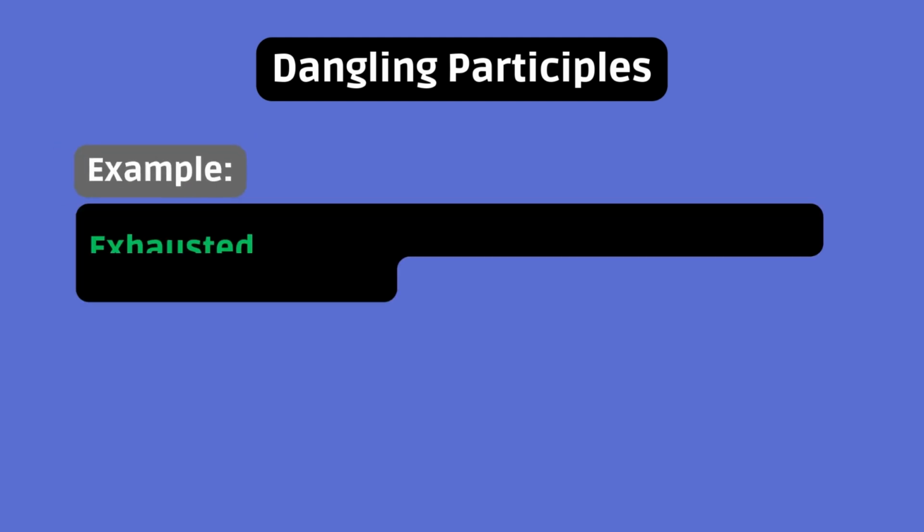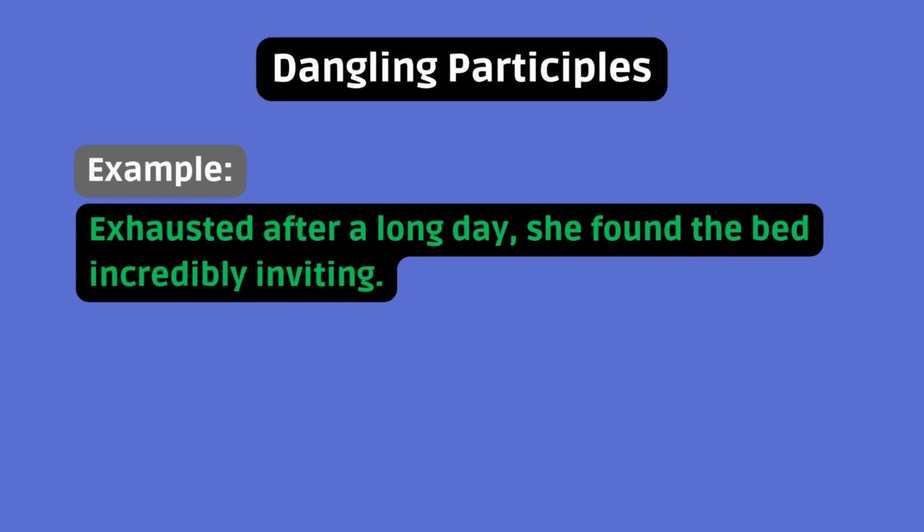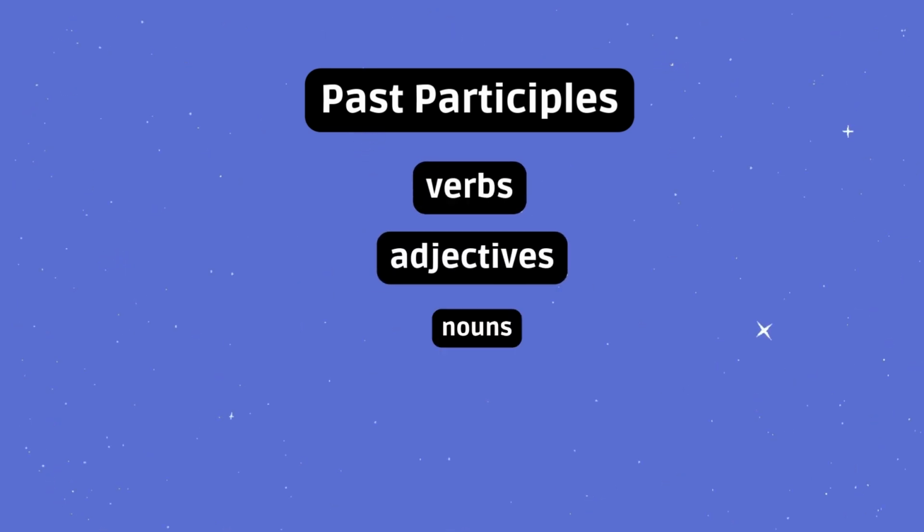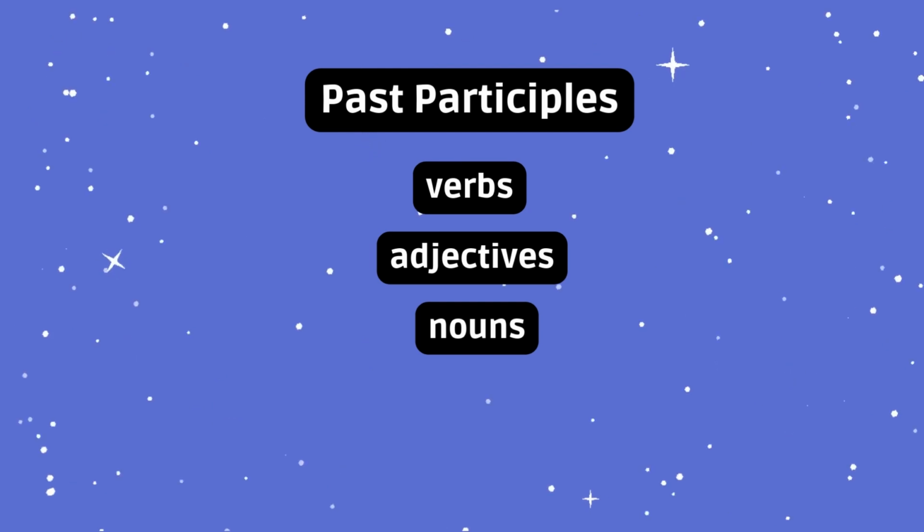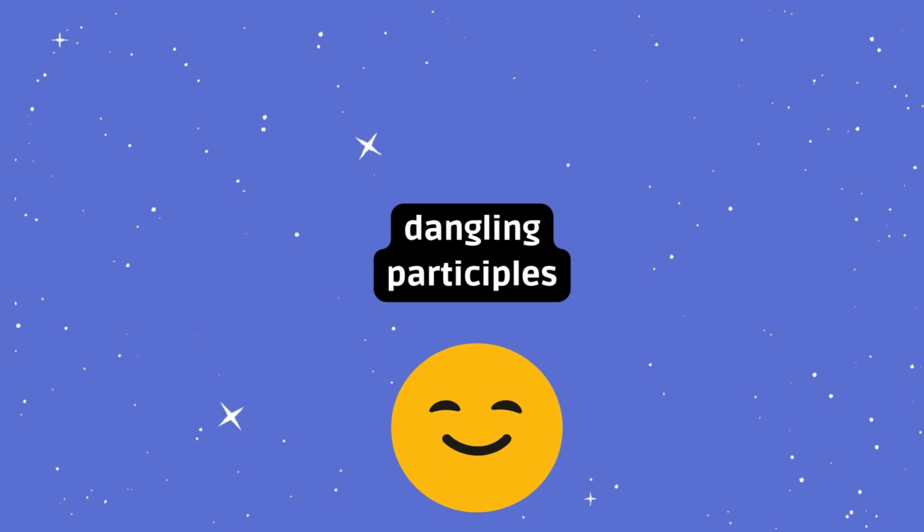Exhausted after a long day, she found the bed incredibly inviting. Now, this makes sense. She is the one who is exhausted, and the sentence clearly matches the participle with the right subject. So there you have it, past participles through and through. Whether they act as verbs, adjectives, or nouns, you know how to label them. Don't fall for dangling participles, and you're good to go.